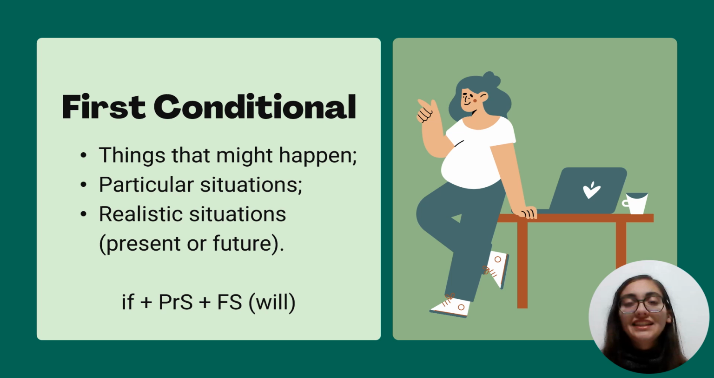Now, the next kind of conditional sentence is the first conditional. This is used for things that are possible and realistic. We build it by using the present simple on the if clause, then future simple on the main clause.